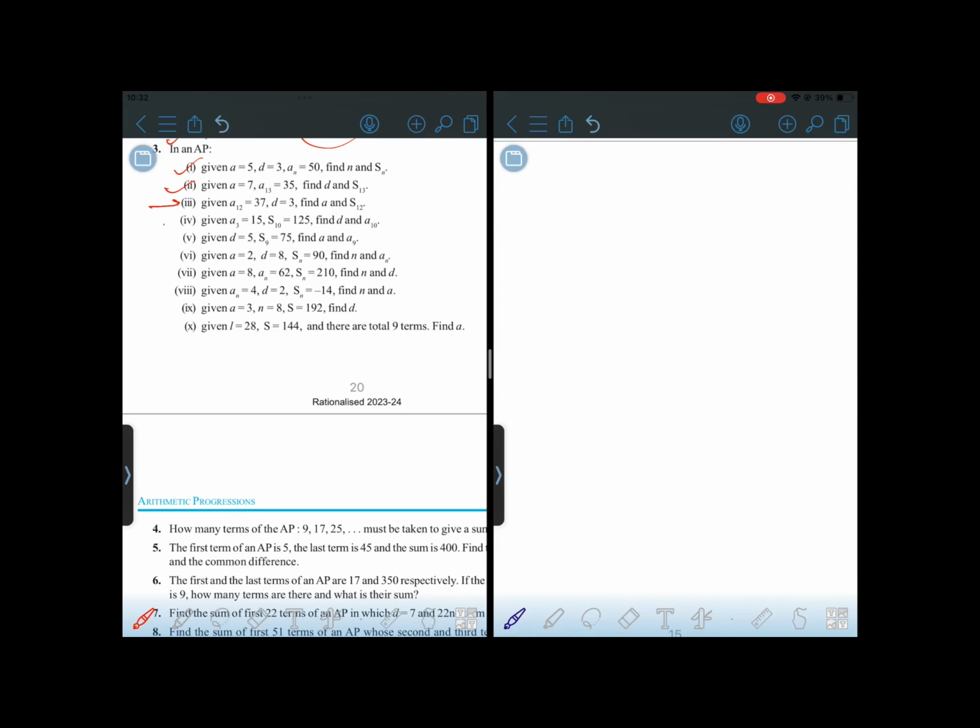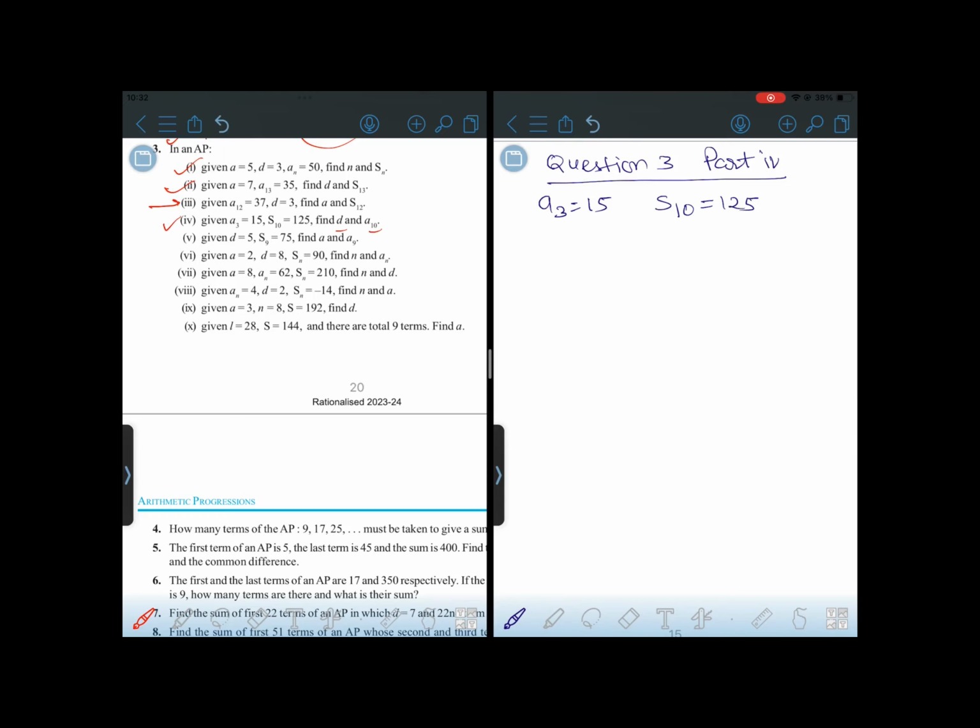Let's try question number 3, part 4, right? Okay. So here we are given the A of 3, right? So A of 3 is given, that is 15, and we are also given the sum of the first 10 terms, that is 125. So now we have to find out the value of D and A of 10.